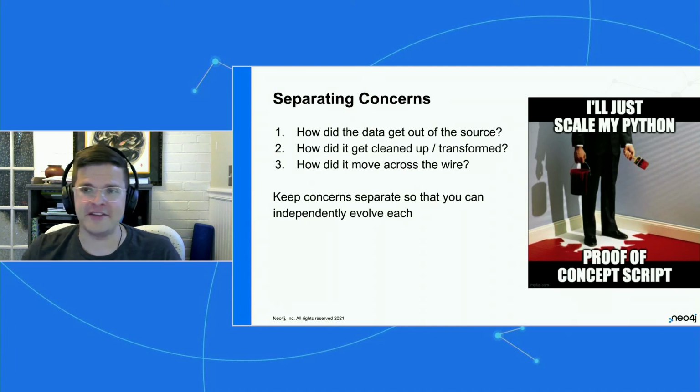On the right, I've got this little meme about what I would say is the typical anti-pattern that I run into. So basically, early on in the learning process, somebody writes a Python script that loads some JSON data and puts it into Neo4j. That's great. It's beautiful. It gets the job done. However, when you use a Python program to do all of your data loading, typically what you're doing is you're piling all three of those concerns into one monolithic Python program. When you then go to scale, you find yourself painted into a corner.